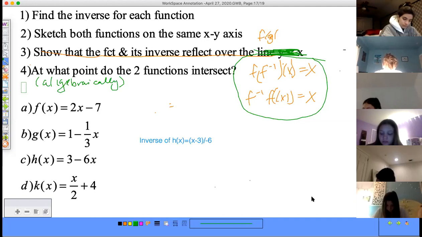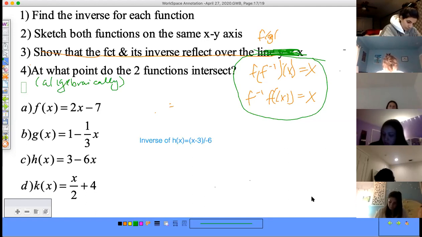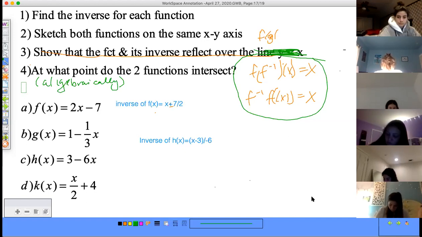I have B. And somebody put up B and somebody put up D for me. I'll do B. Whoever said I'll do B, I appreciate that. Lucas, you put up the x minus 3 over negative 6? Yeah, x minus 3 over negative 6.